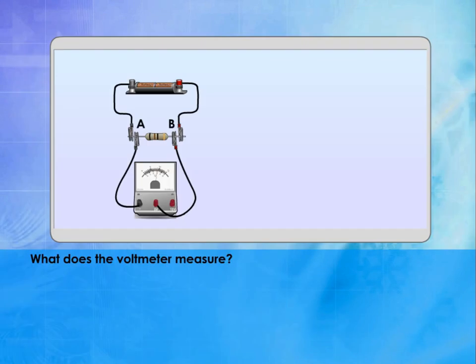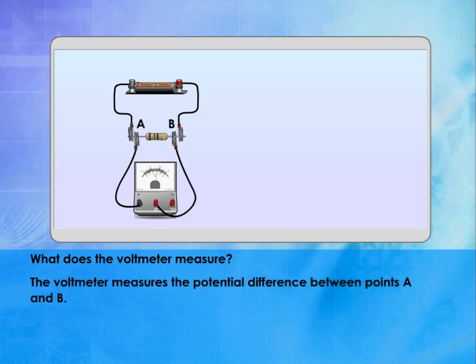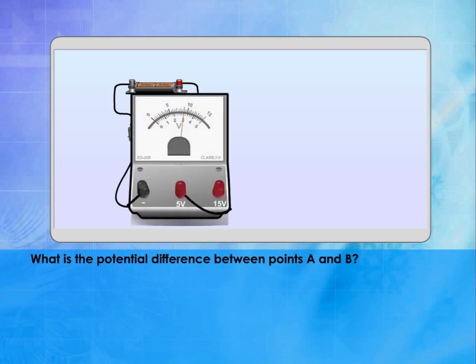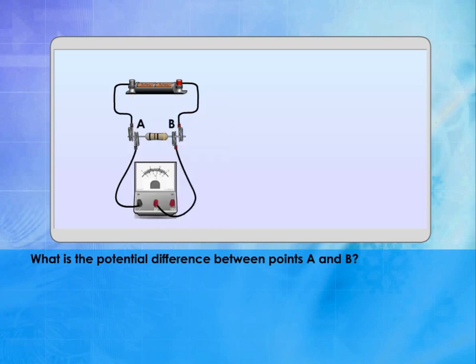What does the voltmeter measure? The voltmeter measures the potential difference between points A and B. What is the potential difference between points A and B? The potential difference between points A and B is 3 volts.